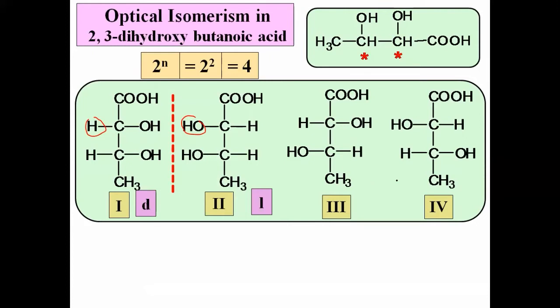Now what about the third and fourth? Suppose this is again actually third and fourth. Again they have chiral carbons. Also there is no element of symmetry. Third and fourth also have chiral carbons, and there is no element of symmetry. Therefore they are also optically active. They are also optical isomers. Now what is the relation between them?